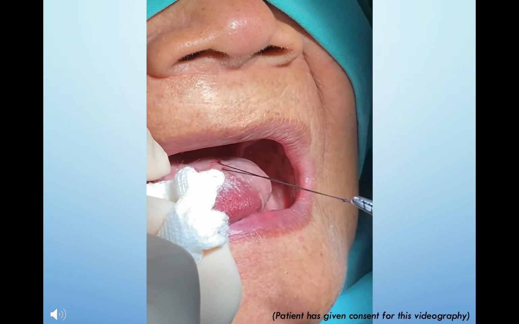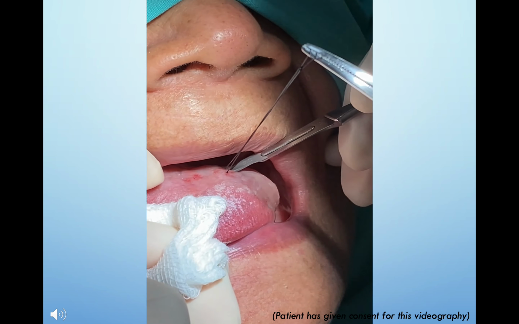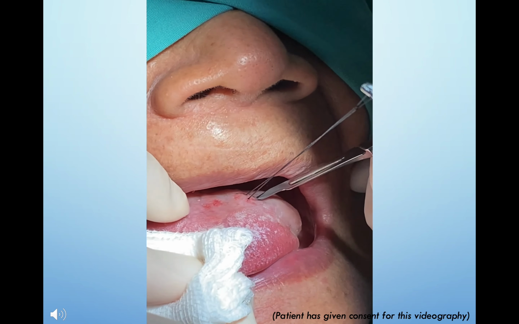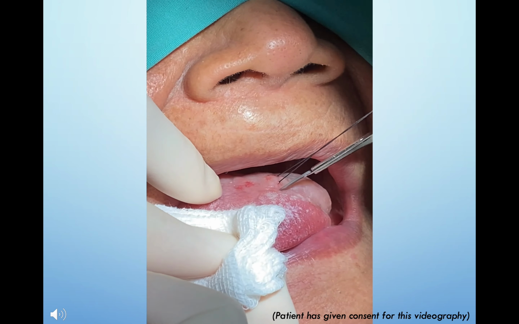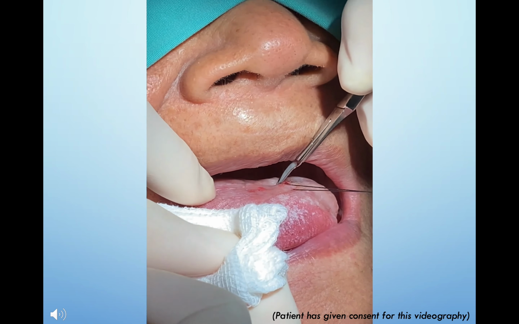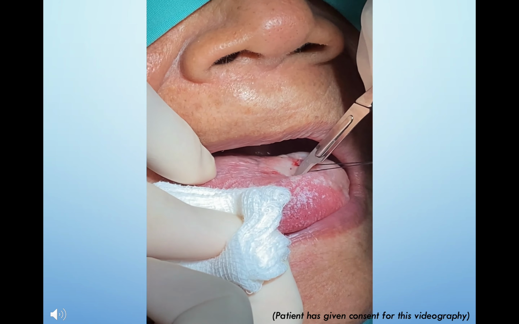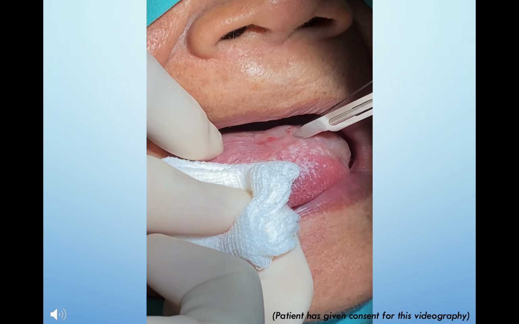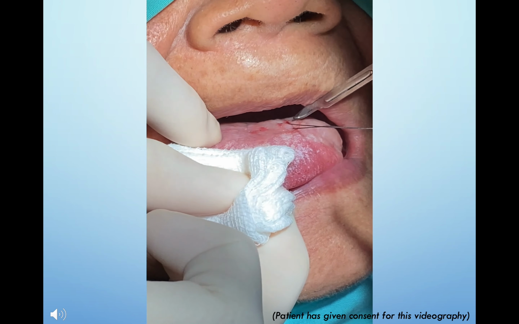Then the incision continues. An elliptical incision was made, and an area of normal mucosa is also included.